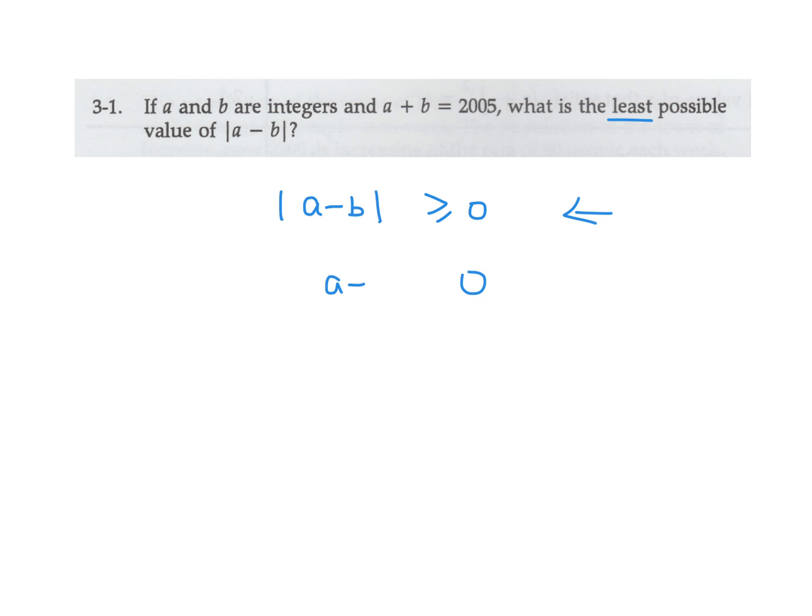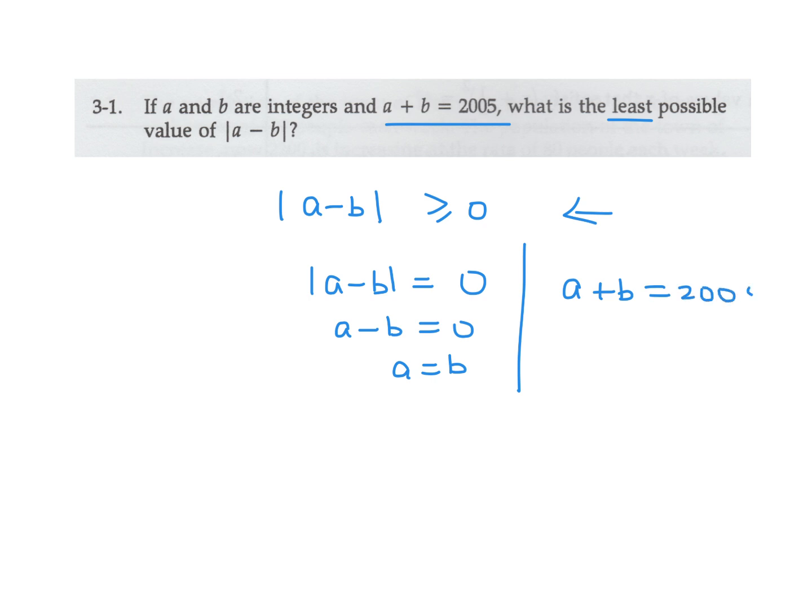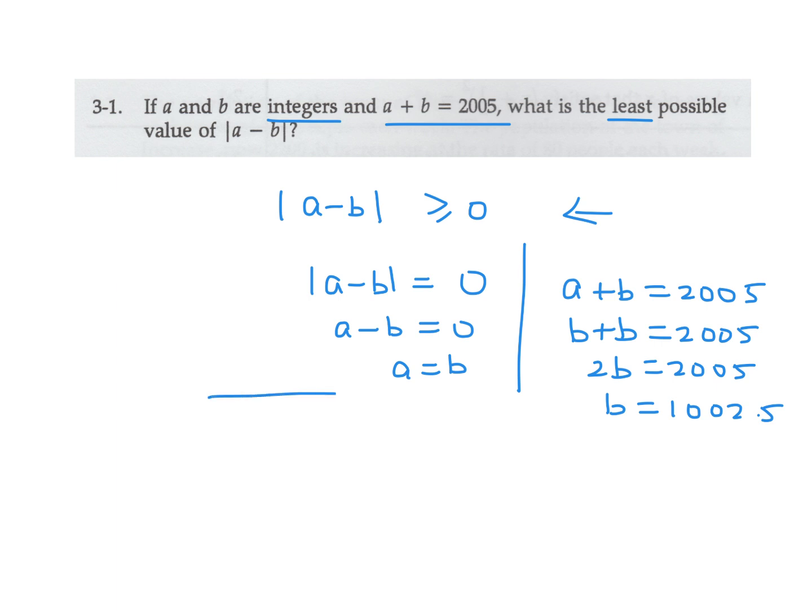So let's see what happens if we set it equal to 0. If that is true, that means a minus b is 0, which means a equals b. If a equals b, let's plug it back in. A plus b is 2005 becomes b plus b is 2005, so 2b is 2005, and b would be half of that, 1002.5. Unfortunately, that's not an integer, so that failed. That's not a problem. We can go to the next one.